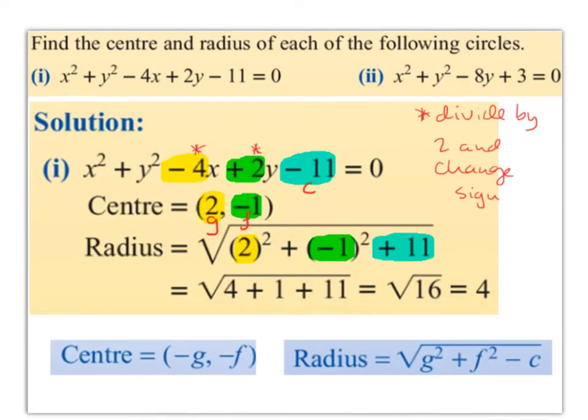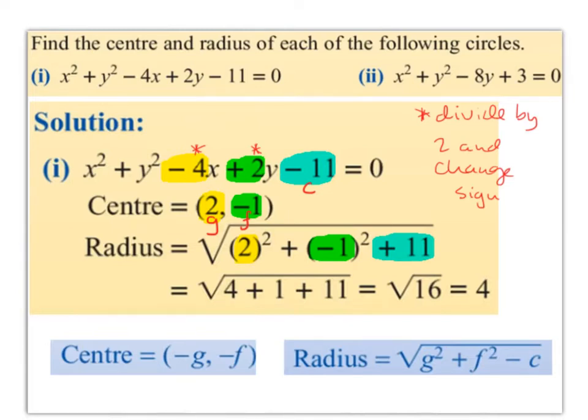We do the same with the coefficient of y. 2 divided by 2 and change the sign gives us minus 1. And then we label the constant at the end as c. We label the x value of the centre as g and the y value of the centre as f, which is minus 1.